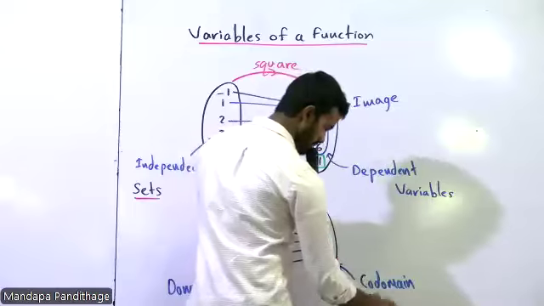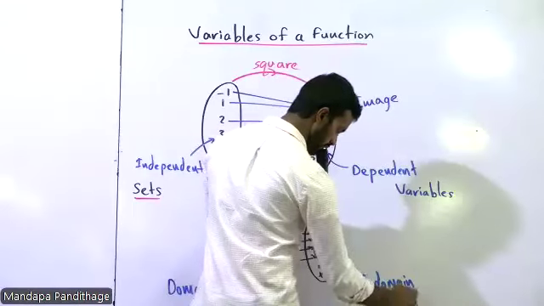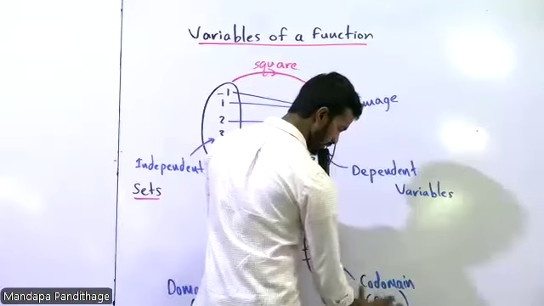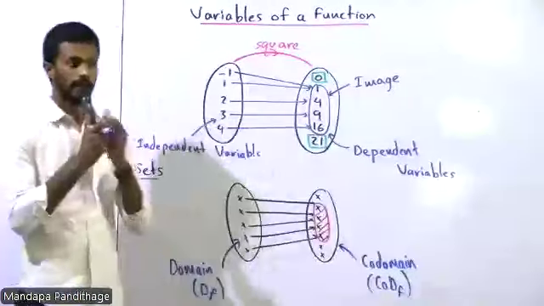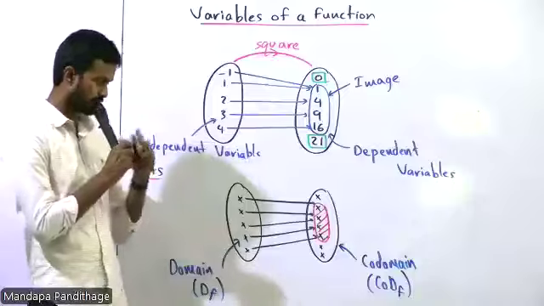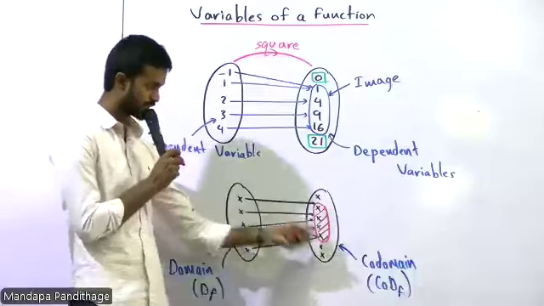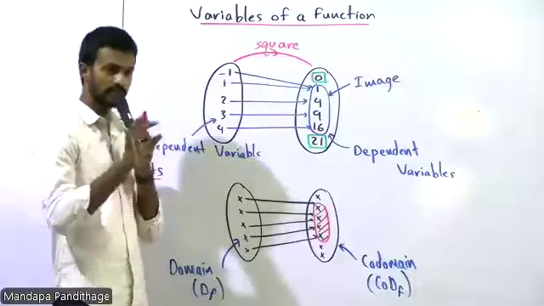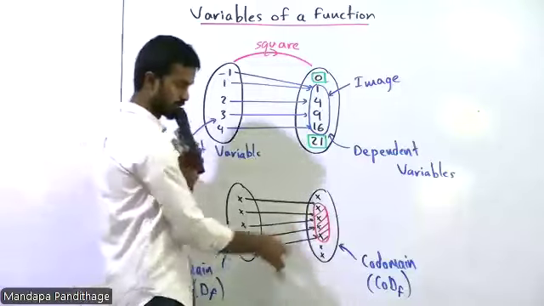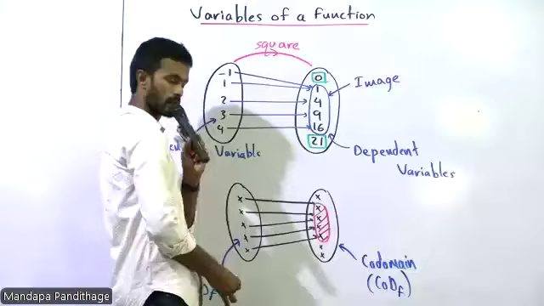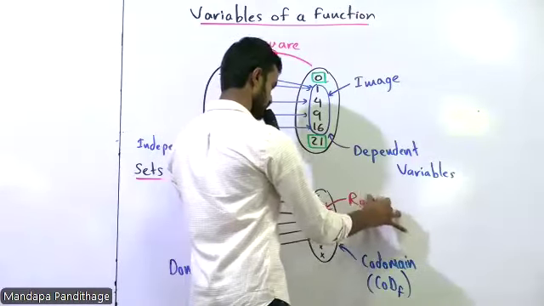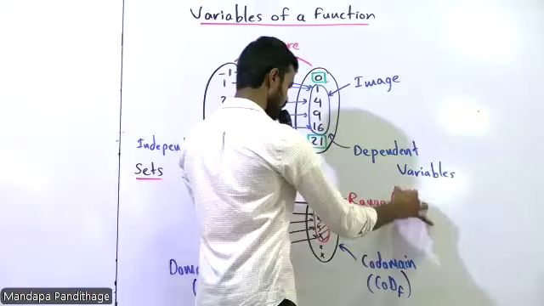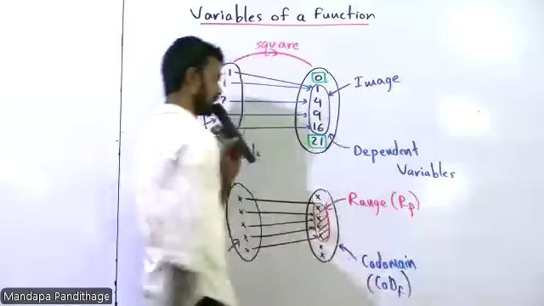And we denote it as CODF, not Call of Duty, it's codomain. CODF, F stands for the function. And there is another name that we call this one, the set that consists of the images. So this set only consists of images. So this one, we call it the range of the function. So this is the range and it's denoted as RF.